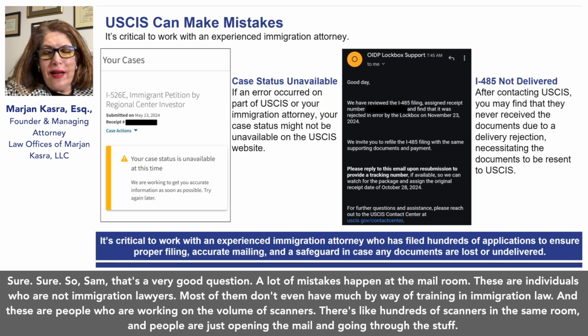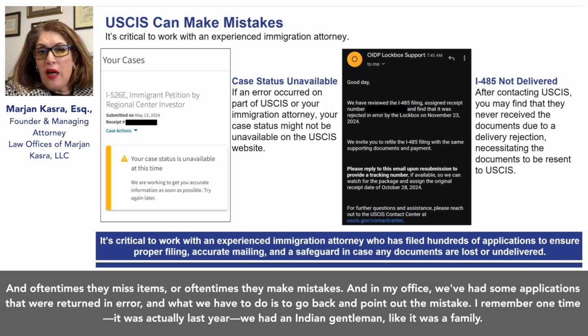Sure. Sam, that's a very good question. A lot of mistakes happen at the mail room. These are individuals who are not immigration lawyers. Most of them don't even have much by way of training in immigration law, and these are people who are working on the volume of scanners. There are hundreds of scanners in the same room, and people are just opening the mail and going through the stuff. And oftentimes they miss items, or they make mistakes.